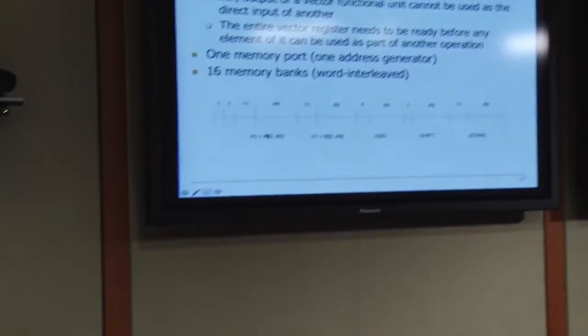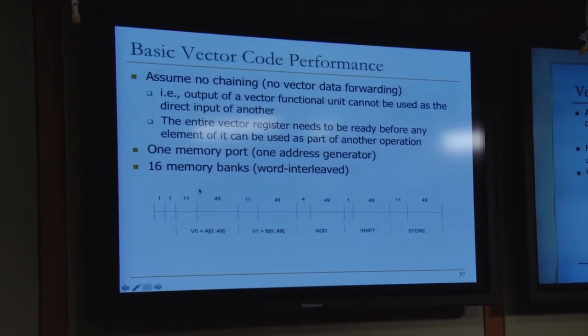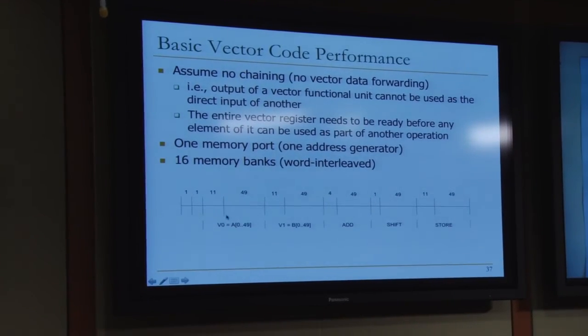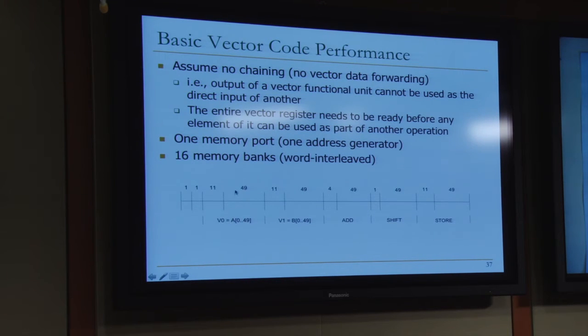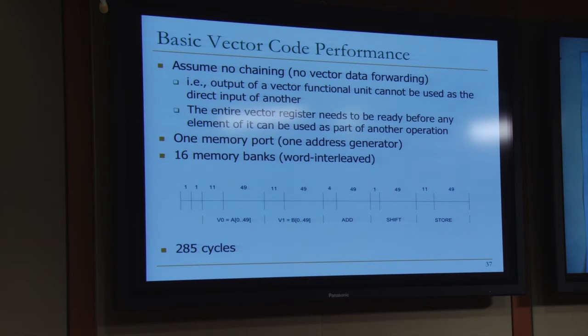Basically, let's take a look at this. The loading of vector 0 from address A, the first element you get after 11 cycles. The next element comes from the next bank. You get it in the 12th cycle. Over here, if you add all of these up, these are the two move instructions over here. The next element you get after one cycle, the next element you get after one cycle, dot, dot, dot. So you get 50 elements. You get the remaining 49 elements in 49 cycles. Okay? So if you do the calculation, that's 285 cycles. Much better than 1504. And you can do the calculation.